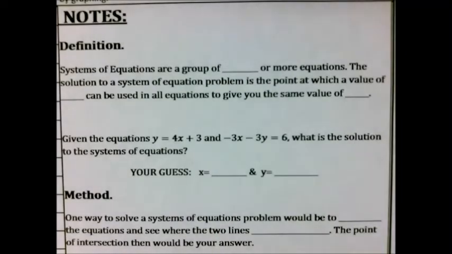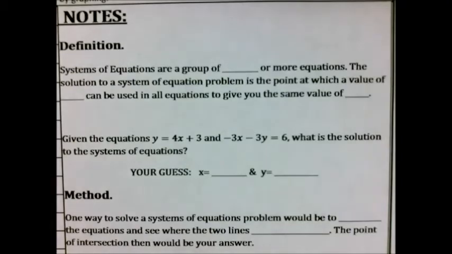And the solution to a system of equations problem is the point at which a value of x can be used in all equations to give you the same value of y. Okay, so that means that essentially once you've solved the two equations together, substituting the same value of x and the same value of y, we get the same exact answer.